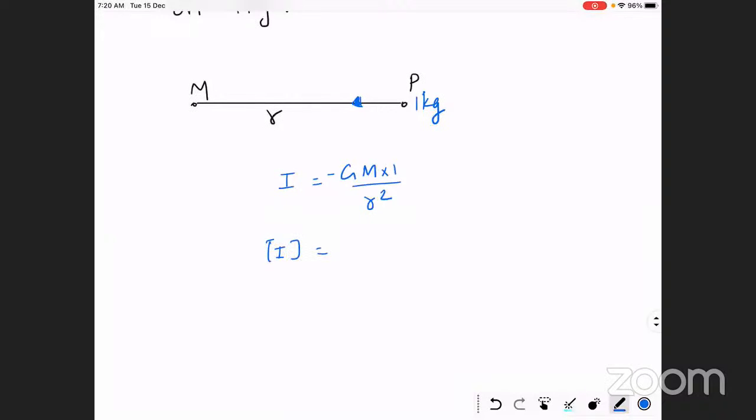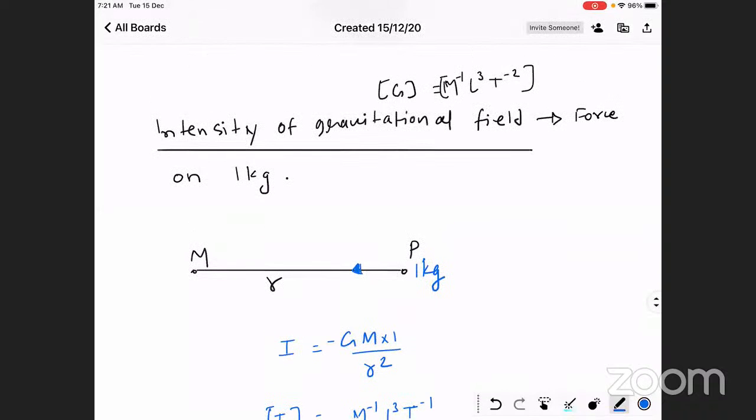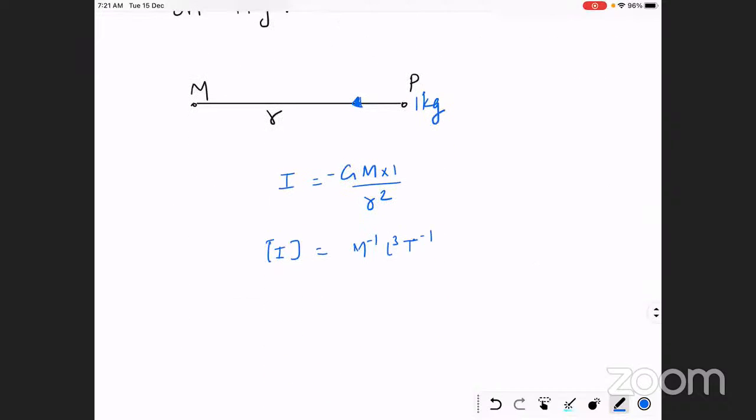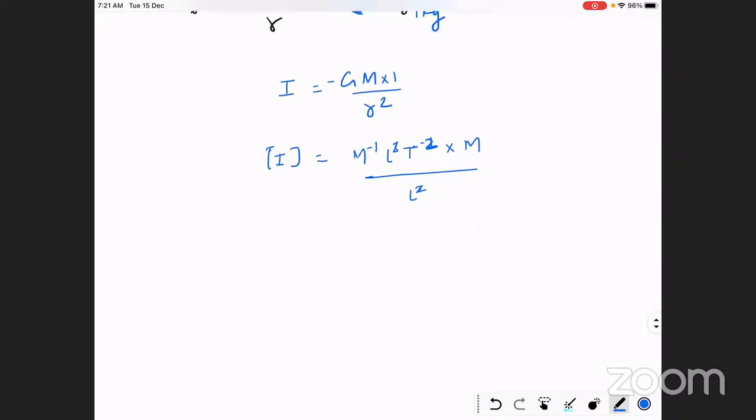The dimensional formula of G. You can ignore the negative sign. G has dimensional formula M minus 1 L cube T minus 1. Am I right? T minus 2 or minus 1? Minus 2, it should be minus 2. This is the dimensional formula of G, okay? M divided by L square. So the dimensional formula of I. Please cross check. Are you also getting the same answer?